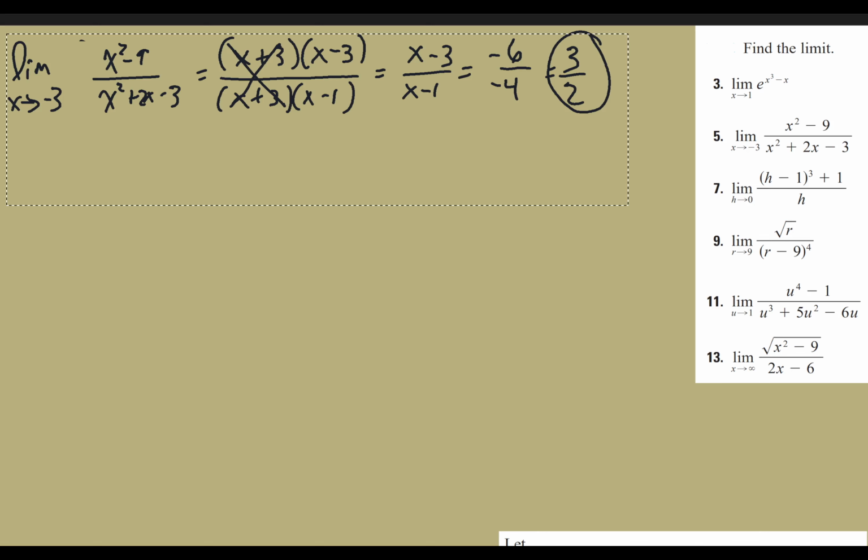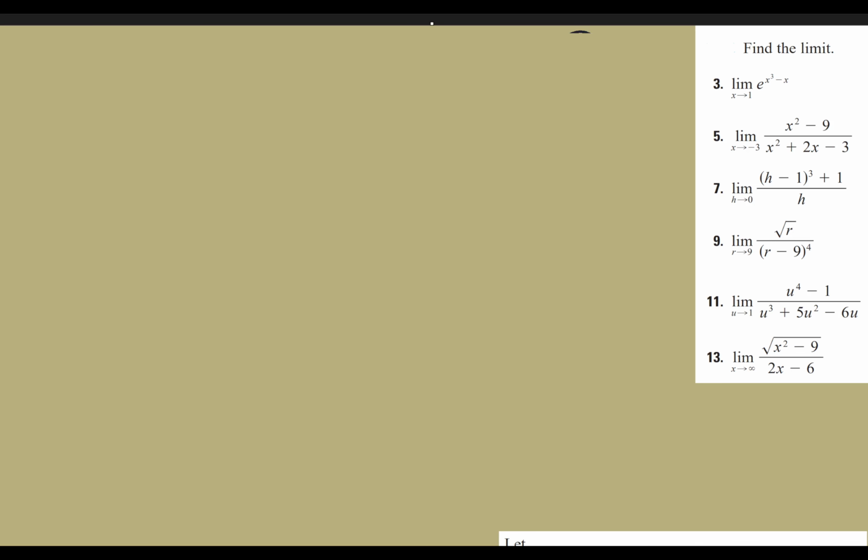Okay, next. This one looks harder. Limit as h approaches 0 of h minus 1 cubed plus 1 over h. Obviously, we're going to have a divide by 0, and it's going to be negative 1 plus 1, so we will get 0 divided by 0 again. That's the indeterminate form. It means we don't know. So we have to do some play.